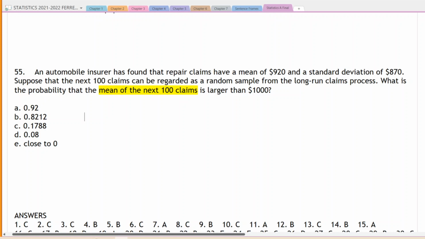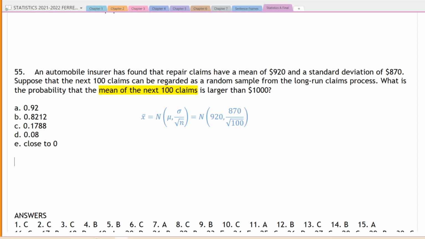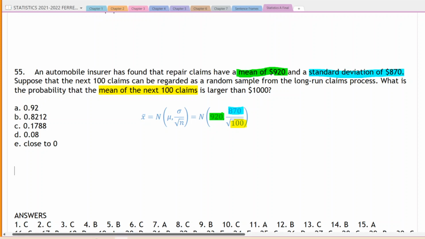So we're talking about the mean of 100 claims. We're not talking about an individual claim. So we should be looking at the sampling distribution for a mean. So 100 claims means that we're going to standardize 100. So averages are going to follow a normal distribution with a mean that's equal to the population mean and a standard deviation that's equal to the population standard deviation divided by the square root of the sample size. That's a normal distribution with a mean of 920 and a standard deviation of 870 over the square root of 100, which is to say a normal distribution with a mean of 920 and a standard deviation of 87.